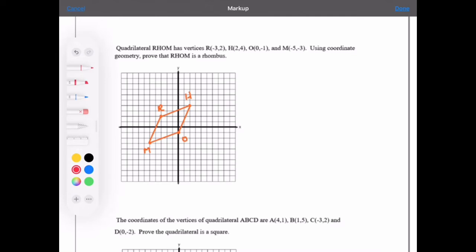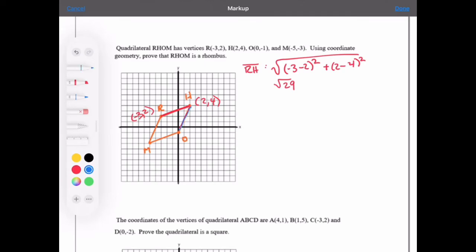Okay? So let's start with RH right here in red. R is (-3, 2), and H is at (2, 4). So RH, square root of (-3 minus 2) squared plus (2 minus 4) squared. And that gives us the square root of 29. I'm going to leave it like that. I'm not going to write it as a decimal because I should get square root of 29 for every single side. Okay, so now let's look at HO.